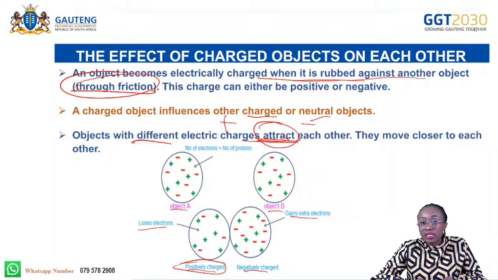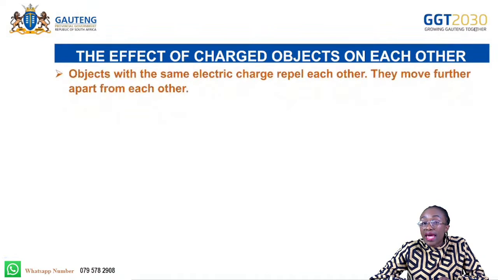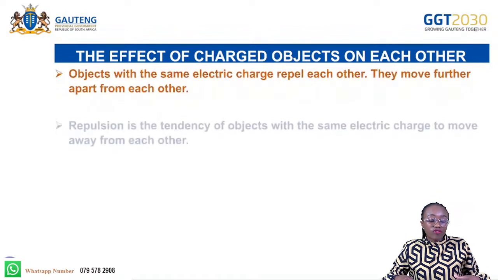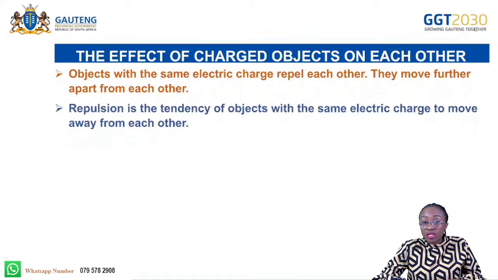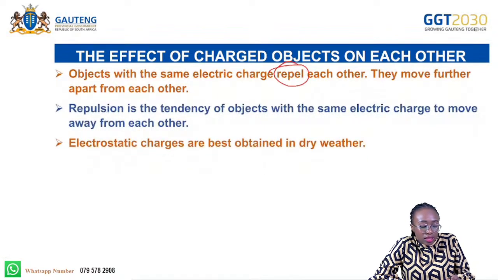So what happens if the opposite happens? Objects that have the same charges repel each other, meaning they move away from each other, they push away from each other. Repulsion is the tendency of objects that have the same electric charge to move away from each other. So to repel is actually the process of repulsion.